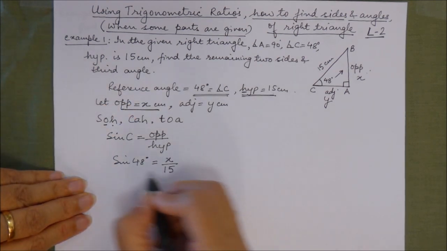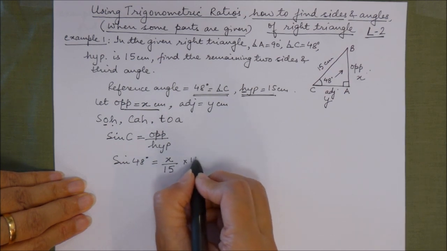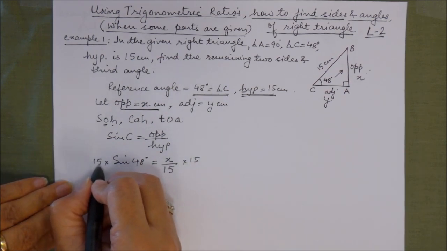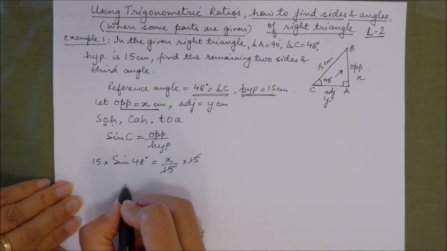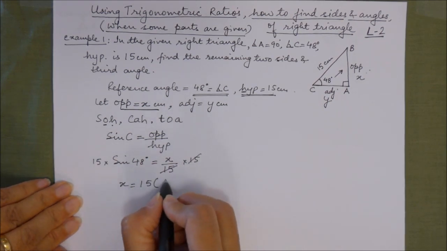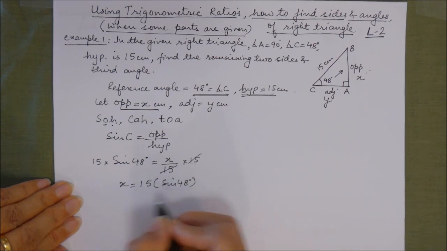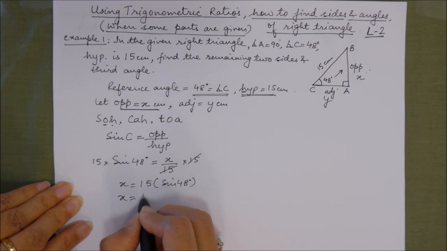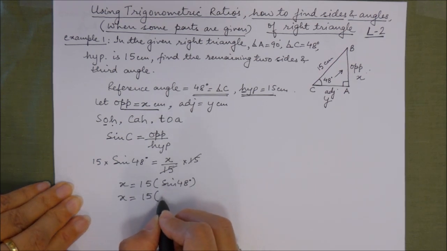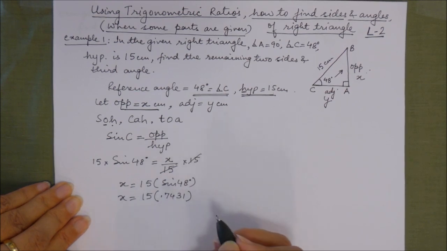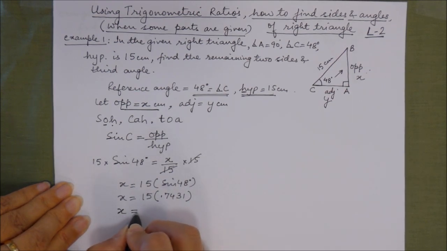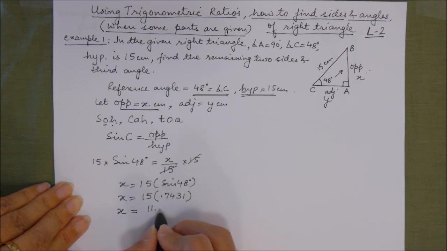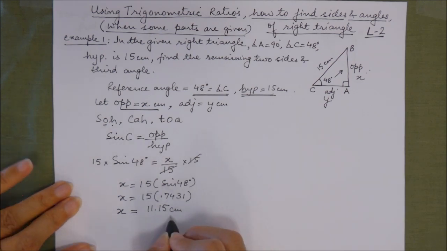So sine 48 degrees is equal to x, the opposite, over 15, the hypotenuse. To find x, we multiply both sides by 15 so that this gets cancelled. That means x is equal to 15 times sine 48 degrees. You can find sine 48 degrees using the calculator. 15 times sine 48, where sine 48 is 0.7431 up to 4 decimal places, gives x equal to 11.15 centimeters, approximately, up to 2 decimal places.